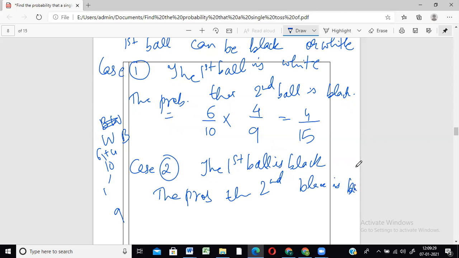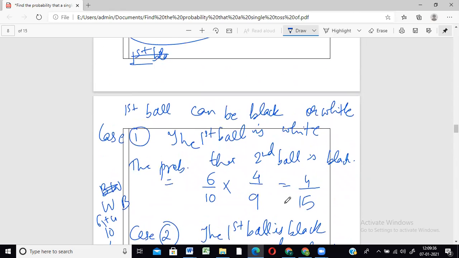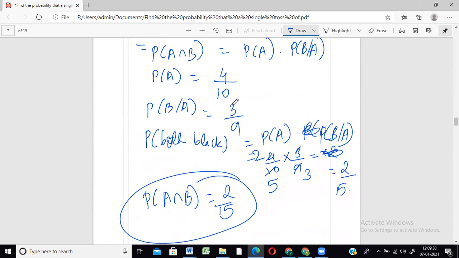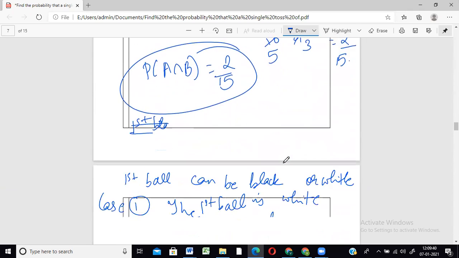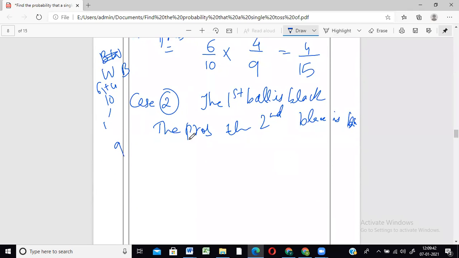Now this is nothing but what we have already done. First ball is also black, second ball is also black. That means both are black, which we just did above. So you can just write it: that is nothing but 4 by 10 into 3 by 9. So that probability will be nothing but 4 by 10 into 3 by 9. This answer is 2 by 15.